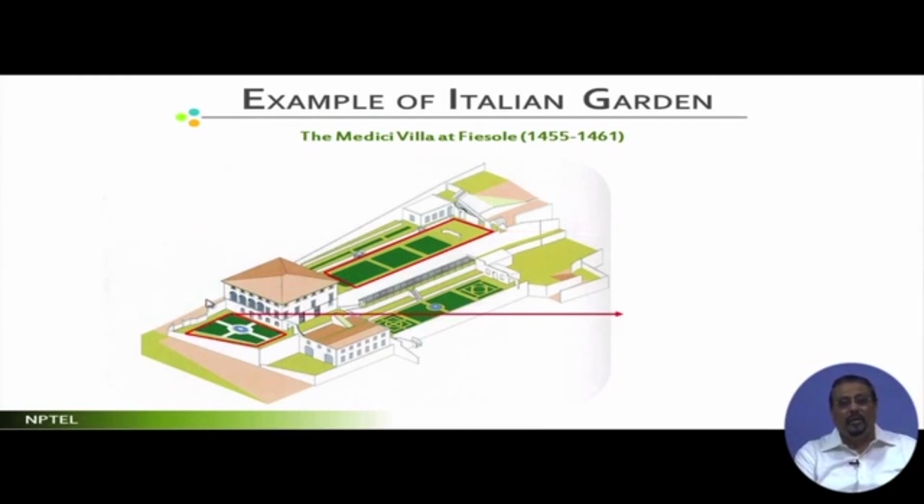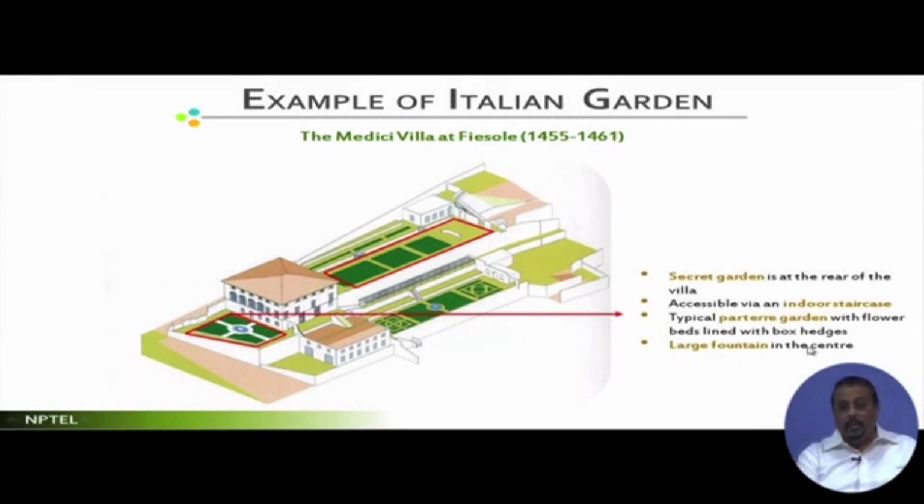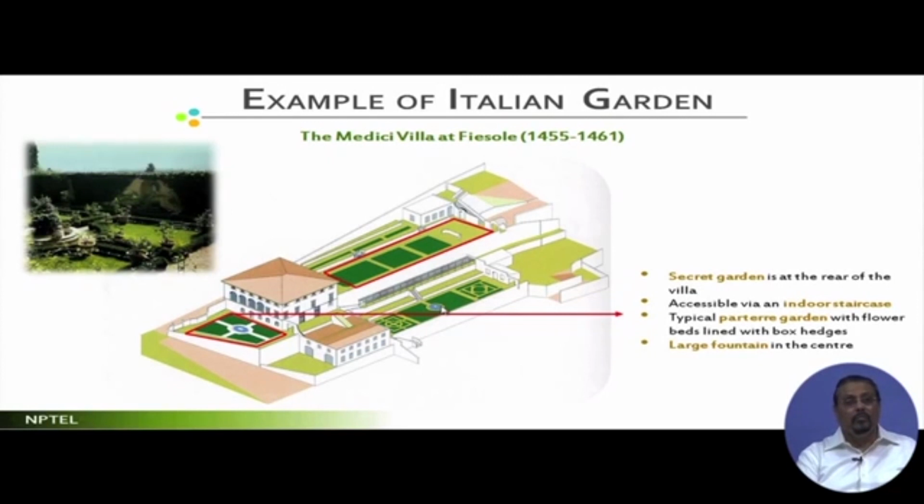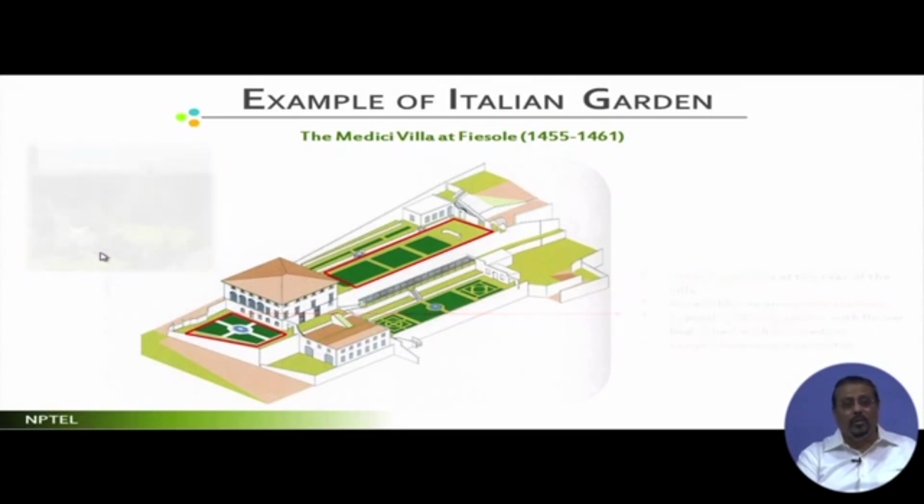Next is this secret garden, which has a large fountain at the center. Now let us correlate. First we come here, we have a foreground, and then we have the structure at the base, and then we have a secret garden aligned. Next level we shift to this. This is that secret garden which you can see in the picture of the secret garden here. Then comes the next one.